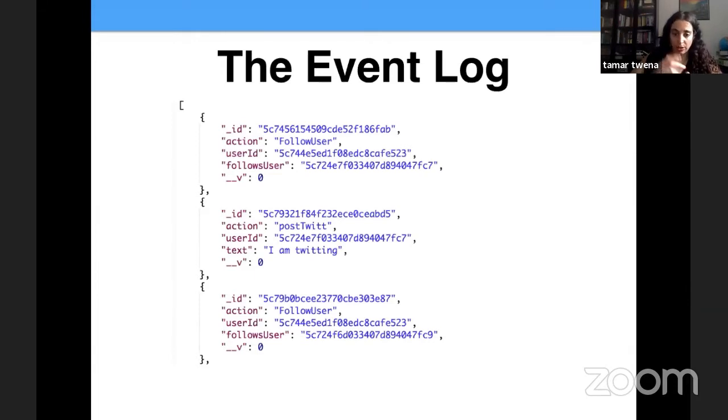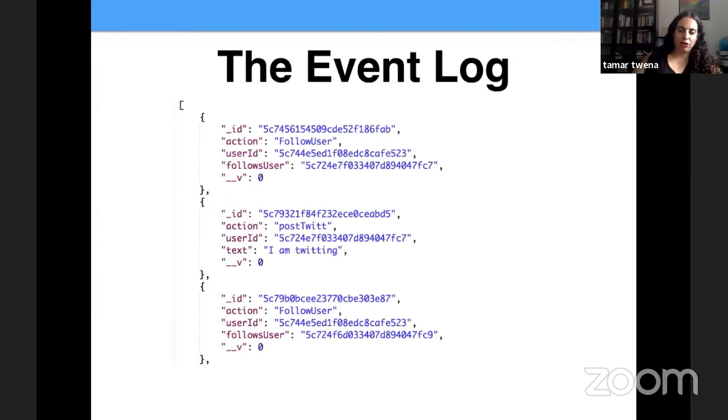And you can see here that this is the user that we're following. That is the user ID that we're following. So we have follow user, the person who has done the action, and the user that he wants to follow. Let's look at the second action.